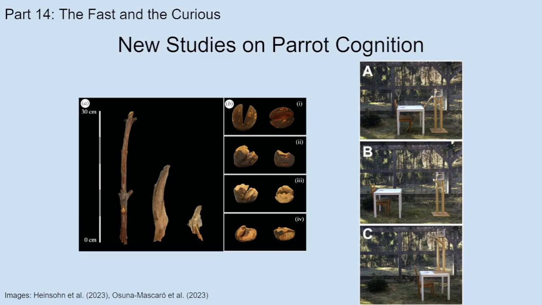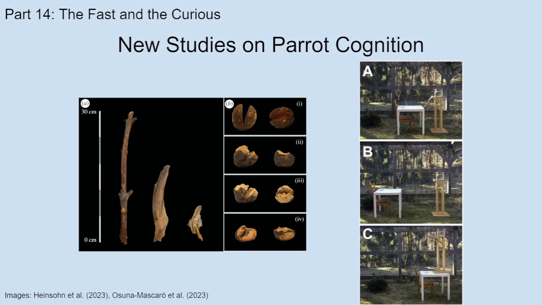And to get to the food, they had to use two different types of tools. One was a short pointed stick, and they had to use the pointed stick to poke a hole in this membrane that was covering the box. After they poked a hole in it, they had to take a different stick, which is longer but more flexible. It was too flexible to actually poke a hole in the membrane, but it was long enough to reach the food inside the box, and you can use it to push the food and fish it out, basically. The parrots had to figure out that they had to use both of these tools in this particular sequence to get to the food in these boxes.